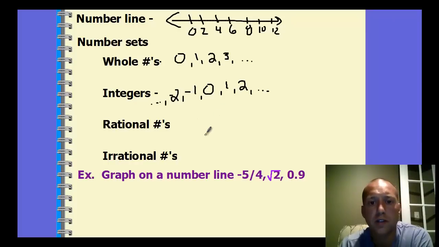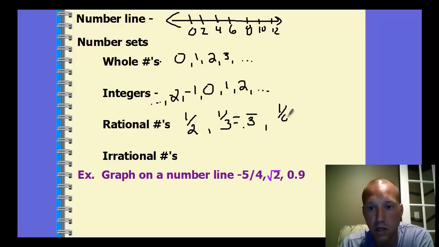Rational numbers. Think ration, fraction. That's kind of how it helps me remember. So a fraction like 1/2. They also could be fractions that repeat. So 1/3, which is 0.3 repeating. So they are repeating decimals or terminating decimals. So 1/8. Those of you that use a tape measure a lot should know that 1/8 is 0.125.